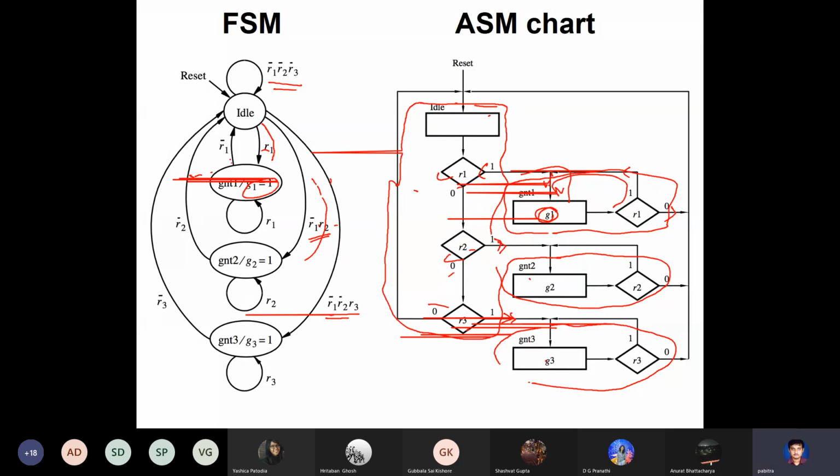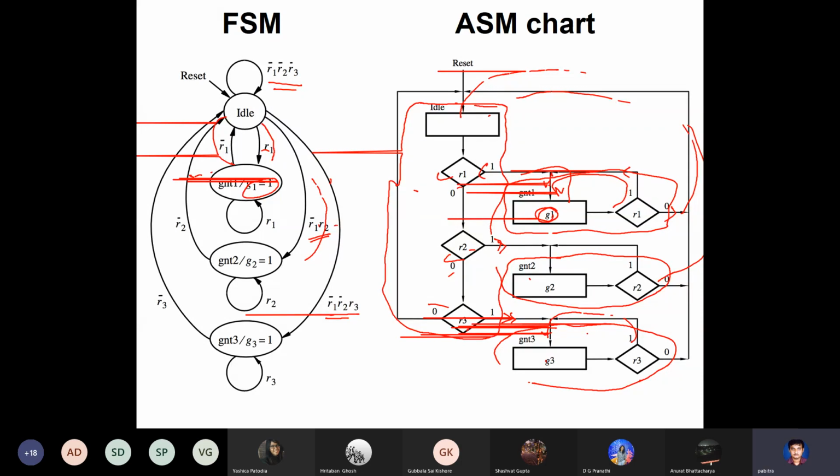If R1 bar, it loops back to idle. Similarly here, R2 bar, it loops back to idle. R3 bar loops back to idle, otherwise it self loops back.